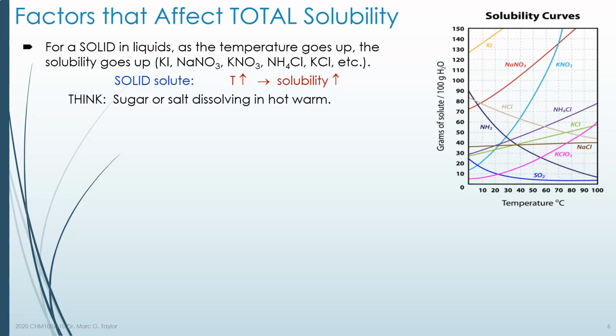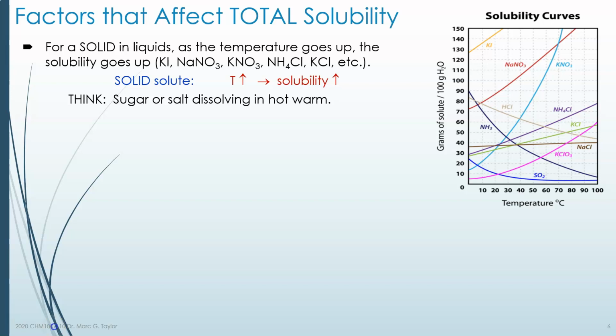And let's look at this chart here. You can see there's a lot of things on this chart. So this is a chart of grams of solute per 100 grams of water, in other words, the solubility. A high level means it's very soluble, a low level means it's not so soluble, and then our x-axis is temperature, and we're going from low temperature to high temperature.